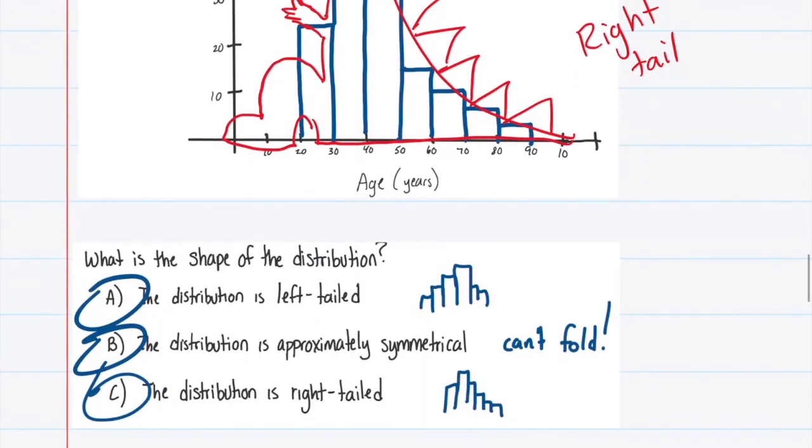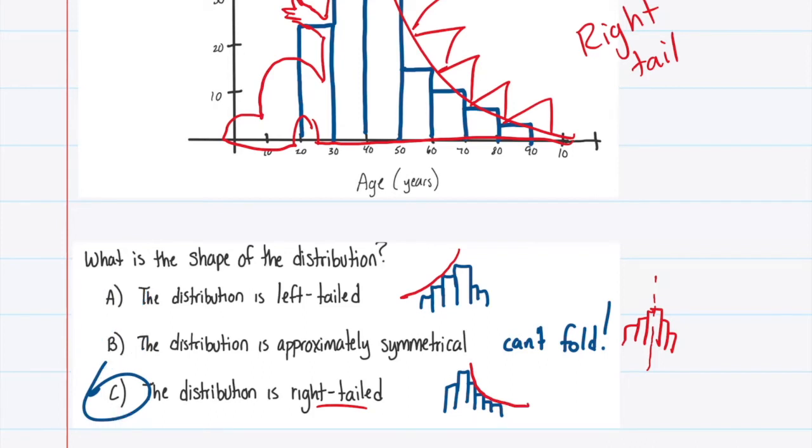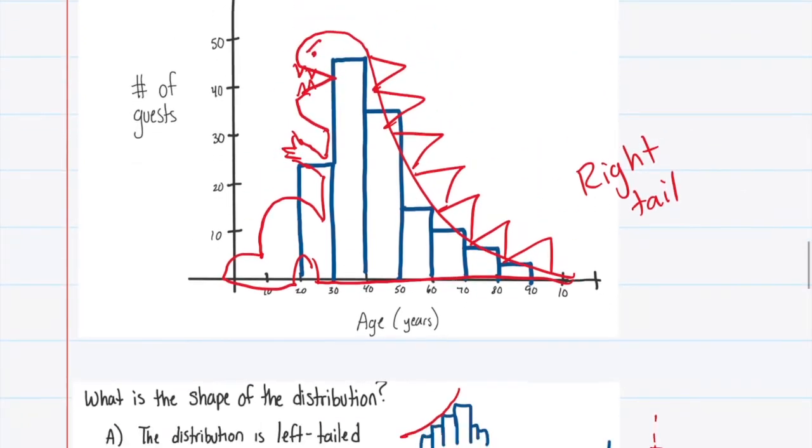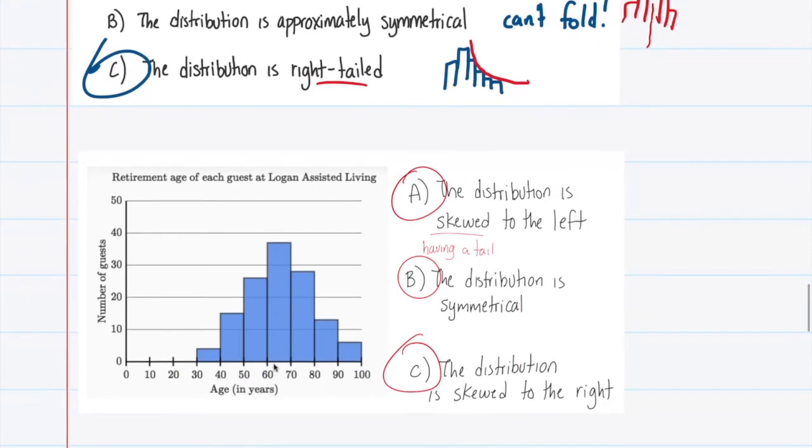So in this case, once again, is it left-tailed? Is the tail going this way? Is it symmetrical? It means that it's exactly the same no matter where you go, like it's exactly in half. Or is it right tail? Is it going to the right? Well, the answer is, if we erase all the wrong ones, it's actually letter C. This case, it's right tail. Now, let's go over to the next one.